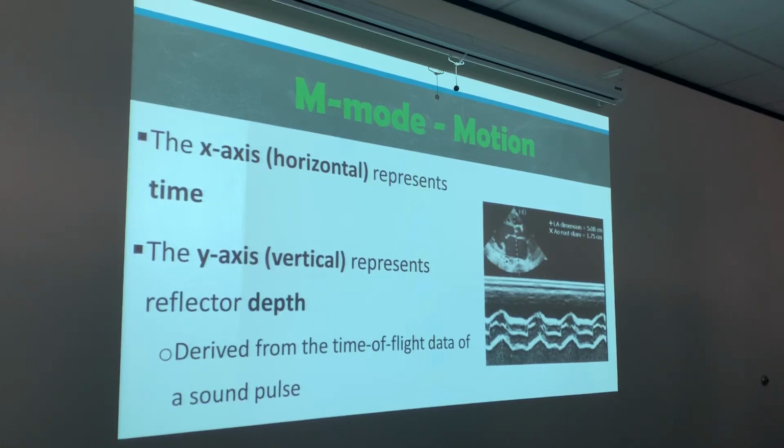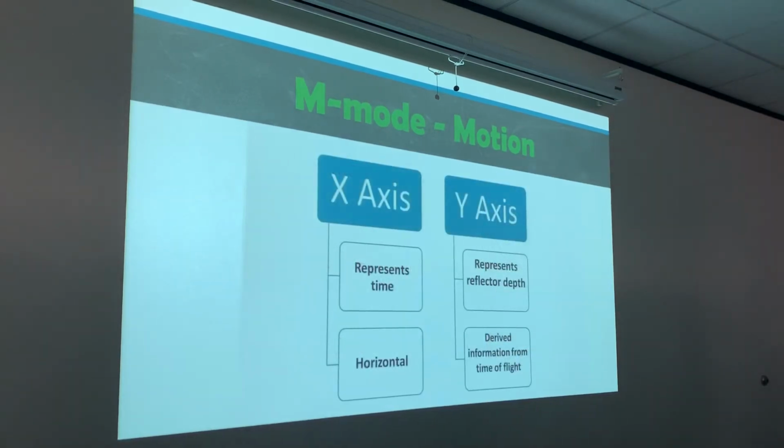All right. Get that? All right. So again, our x-axis represents time. That's why it's constantly moving, because of course time is constantly ticking away, right? So that's why you always see it constantly moving. Okay, that's our horizontal axis. Okay, our y-axis represents the reflected depth, anterior or superficial to deep. Okay, superficial to deep. Okay, and that's derived from our time of flight information.